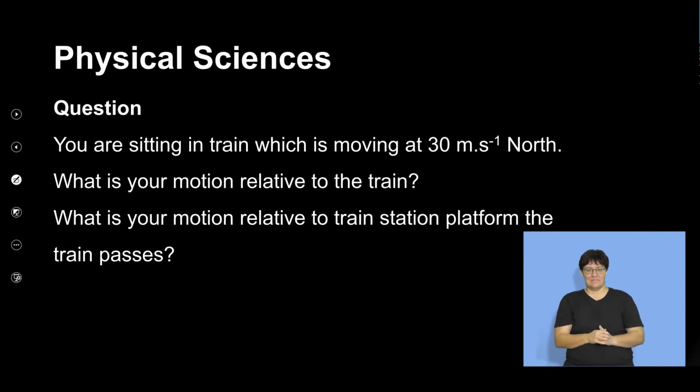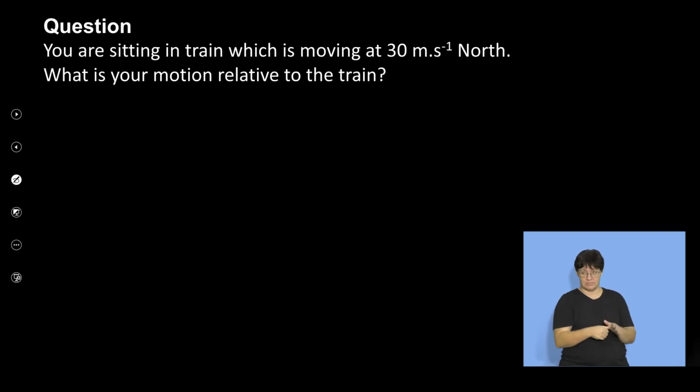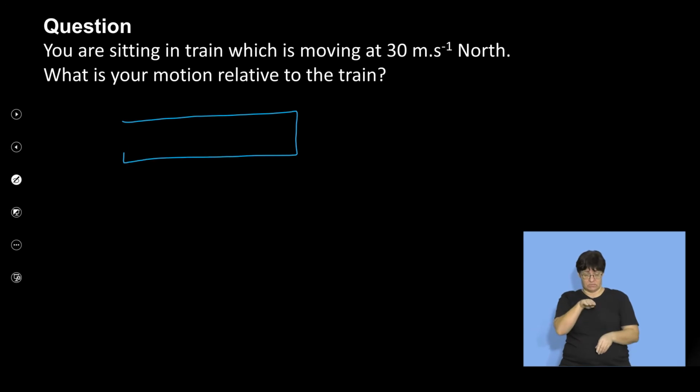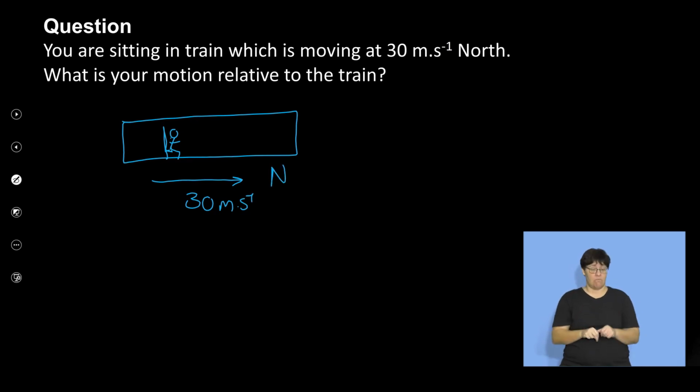So, you're sitting in a train which is moving at 30 meters per second north. What is your motion relative to the train? What is your motion relative to the train station platform as the train goes past? So, you're in a train. Here's my train. I'm not even going to put wheels on. And you are here. So you're sitting in the train. There's your chair. Okay. You're just sitting there. The train is going at 30 meters per second. And it's going north. I ask you, what is your motion relative to the train?